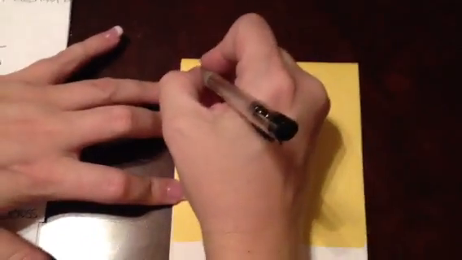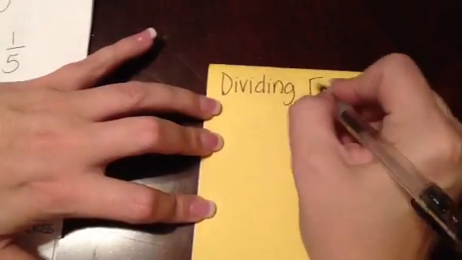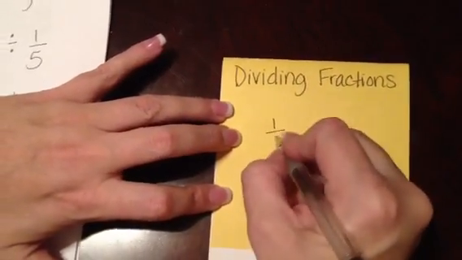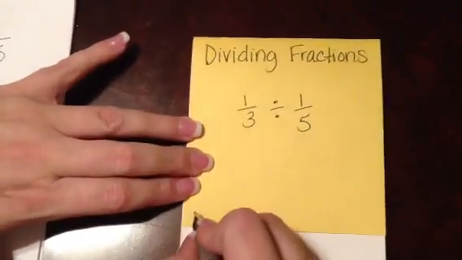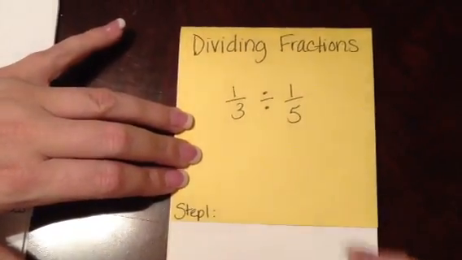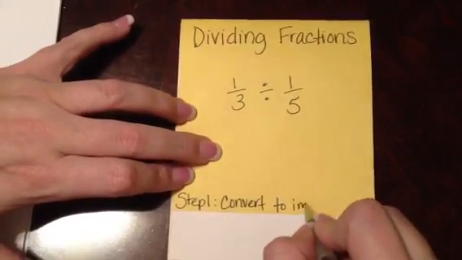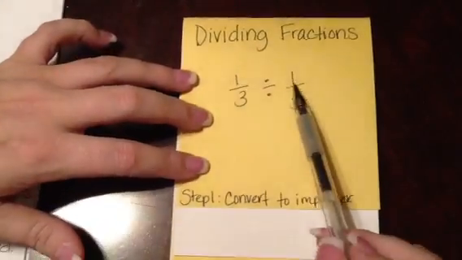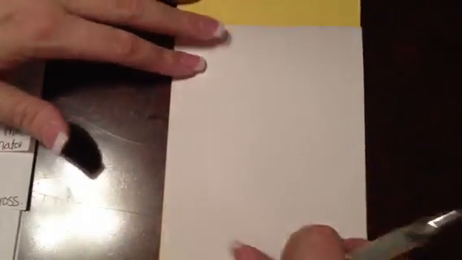And this is going to be dividing fractions. We're going to start with 1/3 divided by 1/5. Now step 1 is the same step 1 that we used with adding, subtracting, and multiplying fractions, and that would be convert to improper fraction. But what you'll notice is neither one of these fractions are mixed numbers, so conversion is not necessary at this time. So let's move to step 2.